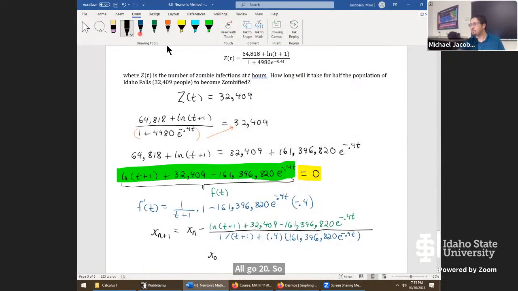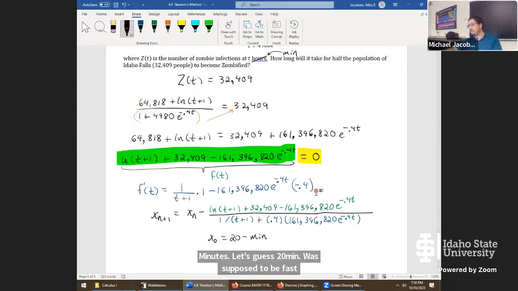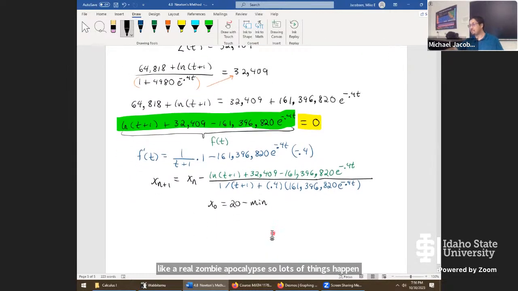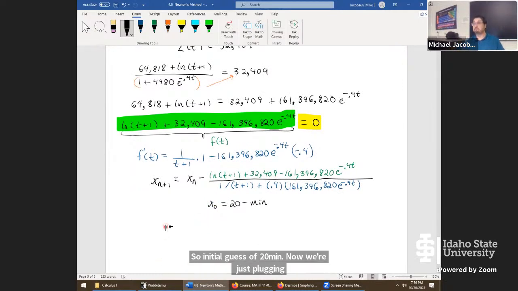So back to the problem. Let me fix this. This was supposed to be minutes. Let's guess 20 minutes. It was supposed to be fast, like a real zombie apocalypse. So lots of things happen really quickly. So initial guess of 20 minutes. Now we're just plugging everything into the calculator. Any questions or comments, folks, to this stage?